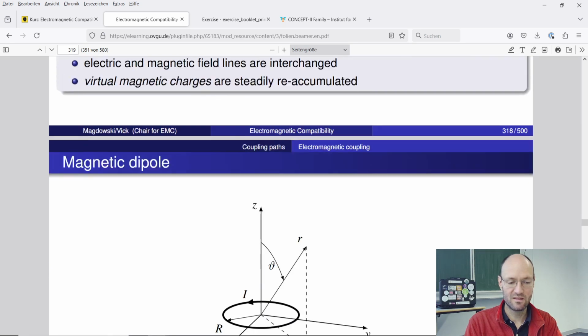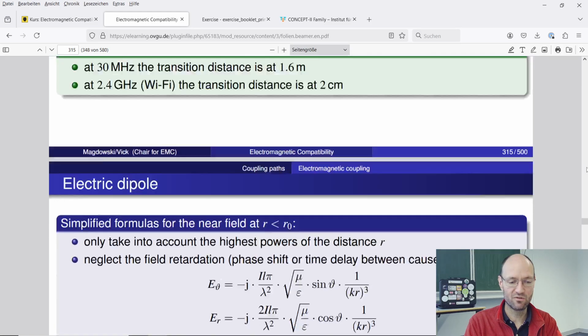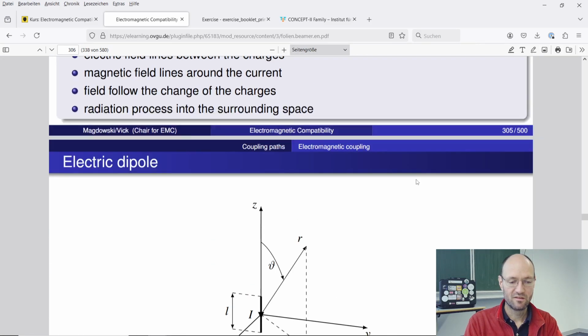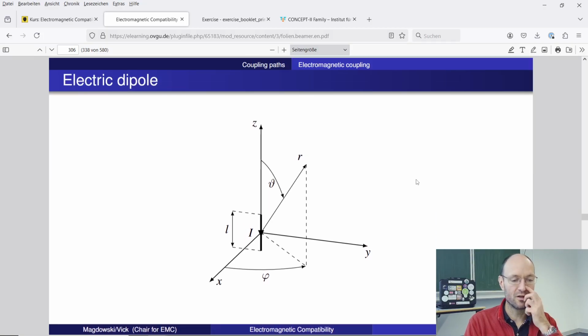So this was the magnetic dipole here. We can maybe also try this one. But I think what is simpler for the beginning and easier to start with, and where we can also maybe discuss the relevance for EMC measurements and radiated emissions and so on, is to start with this electric dipole.